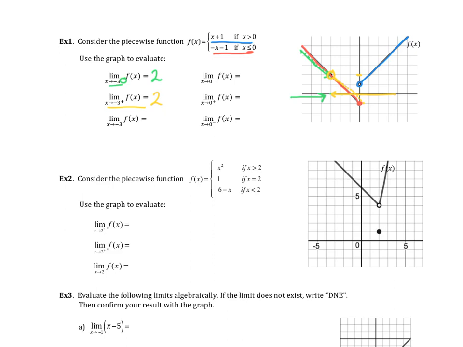Because your left-hand limit and your right-hand limit are equal to each other, the limit as x approaches negative 3 exists, and that value is 2.